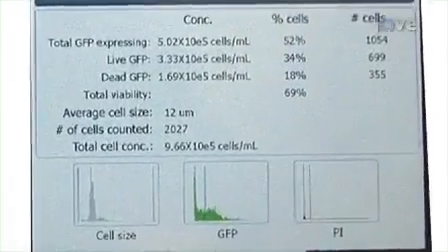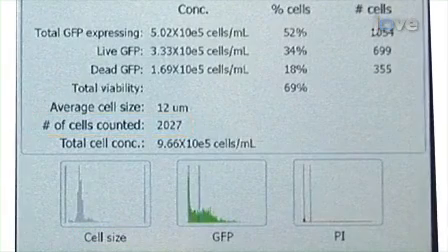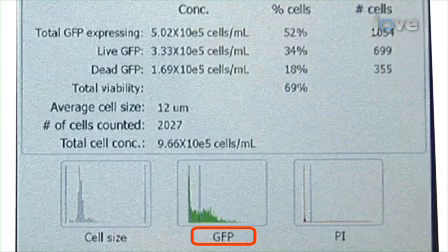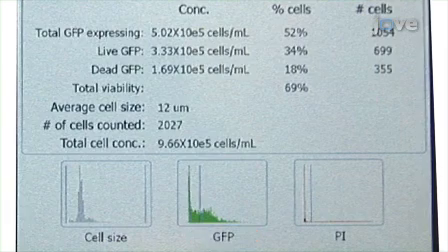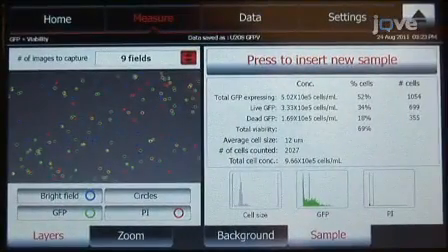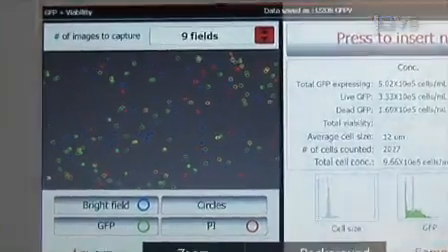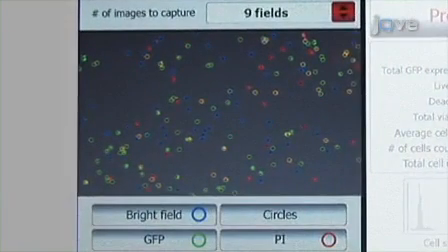Histograms are then generated to display cell count, cell size, PI fluorescence intensity, and GFP fluorescence intensity. When compared to traditional flow cytometry, Tali can provide similar data regarding cell viability and expression. However, this image-based cytometer provides additional visual information about the cell population being examined.